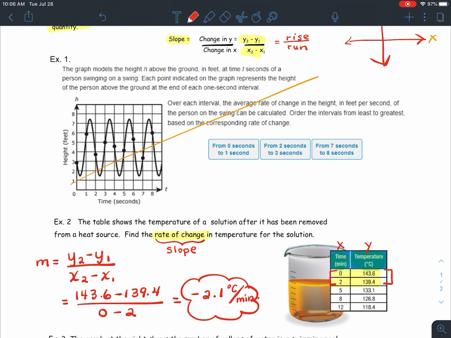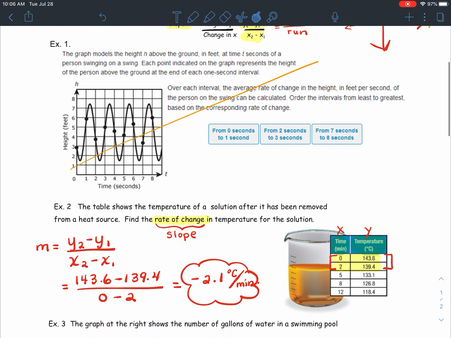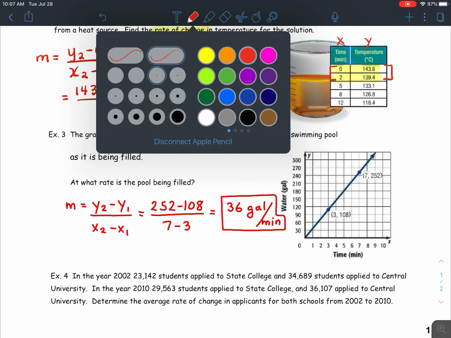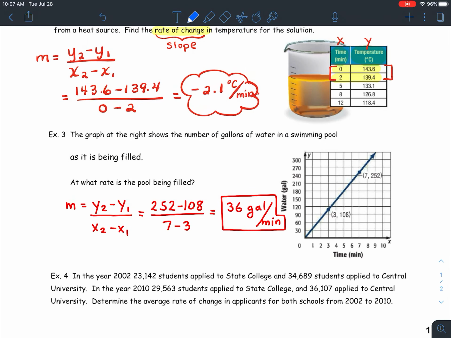So this should get labeled degrees Celsius, and then we read that division bar as per, and then we put minutes down here. Okay, so this means the change in temperature, they've removed this from a heat source, it's losing 2.1 degrees Celsius every minute. Okay, that is the rate of change here. Okay, let's go ahead and move down to example 3, which you can see has been completed for you on the notes page.